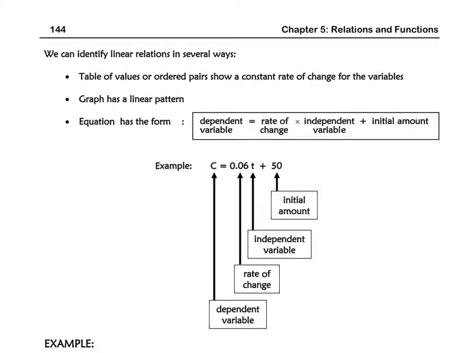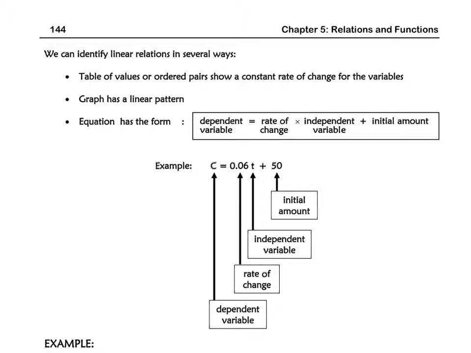So linear relations can be identified in several ways. We looked just a few moments ago at the table of values, and when we considered the graphs, we looked at some of the ordered pairs and how they relate. If they show a constant rate of change for the variables, meaning the x's go up or down by the same amount, and the y's go up or down by equal amounts as well, then it would be a linear relation. We also saw from the last couple of examples that the graphs which have a pattern in the shape of a line would be considered linear graphs.